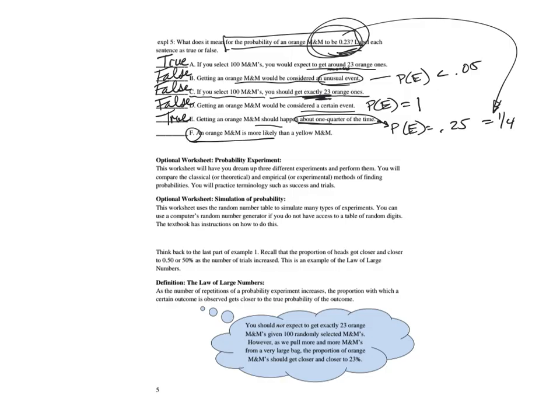F, an orange M&M is more likely than a yellow M&M. I don't know, what did it say? What was yellow? Yellow was 0.15. So the probability of yellow was 0.15.